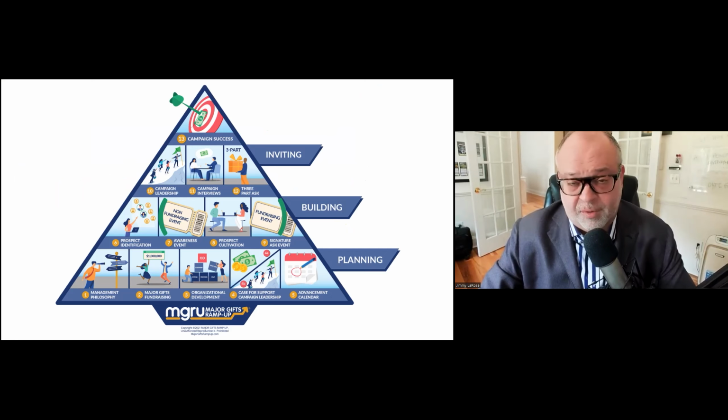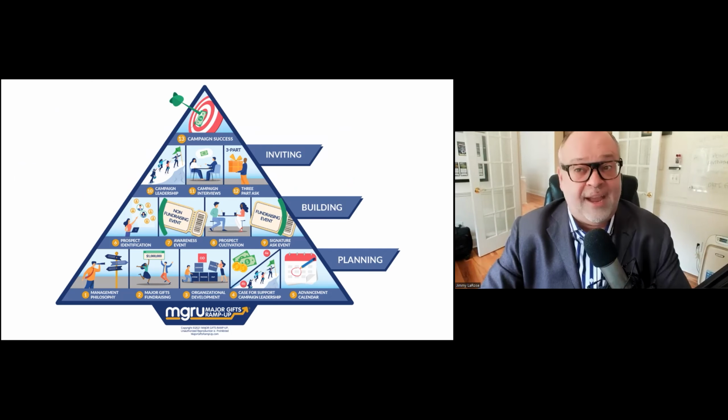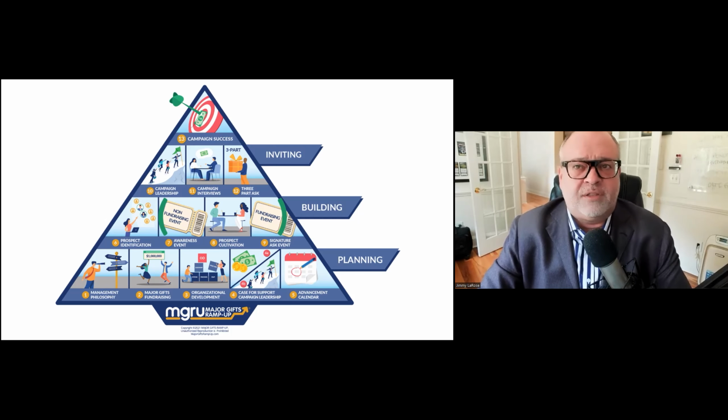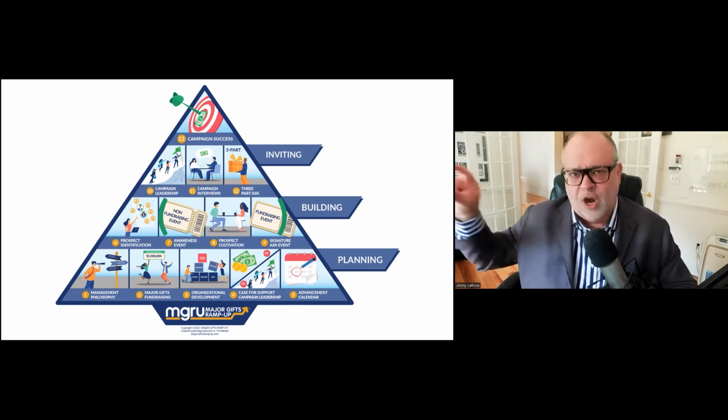Friends, we are going to review the 13 steps of the Major Gifts Ramp Up model, divided into 3 phases: the planning phase, the building phase, the invitation phase. You're going to want to remember for later with Chris and Stephanie that the planning phase and the building phase occur concurrently.